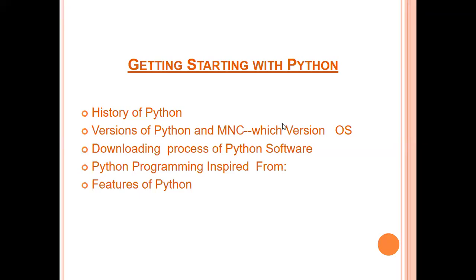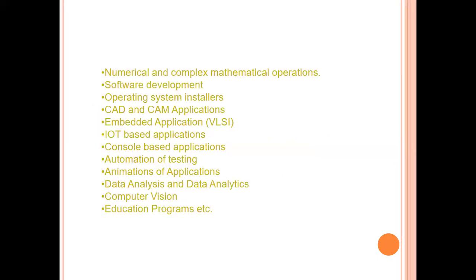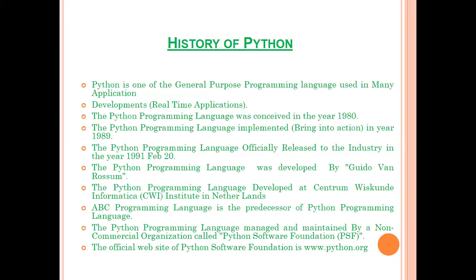Now let's start with the history of Python. Now, getting started with Python, first of all, the history of Python. Python is a general purpose programming language which is used in many applications development. All the real-time applications can be developed by using the Python software.